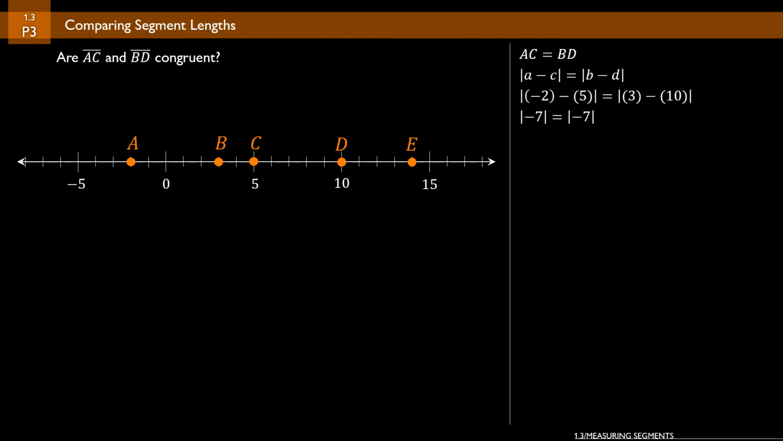Now we take the absolute value of each one of those. The absolute value of -7 is 7, and the absolute value of -7 is 7. So we end up with 7 equals 7, which tells us segment AC is in fact congruent to segment BD.